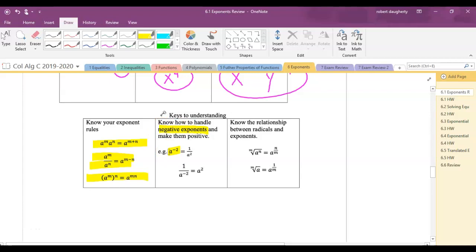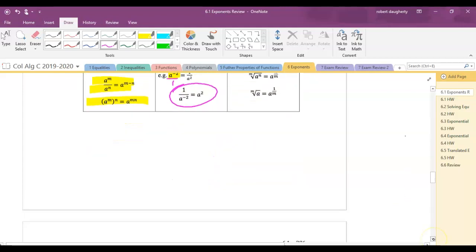So for example, in this first one, there's an a to the negative 2 in the top of a fraction. By top of a fraction, I mean that is in the numerator. I can flip that around and it becomes a positive when it moves to the denominator. Same thing here. I see a negative exponent in the denominator. I make it positive by moving it to the numerator. And then the last thing is the relationship between exponents and radicals, the nth root of a to the n, or the nth root of a, writing that as a fractional exponent.